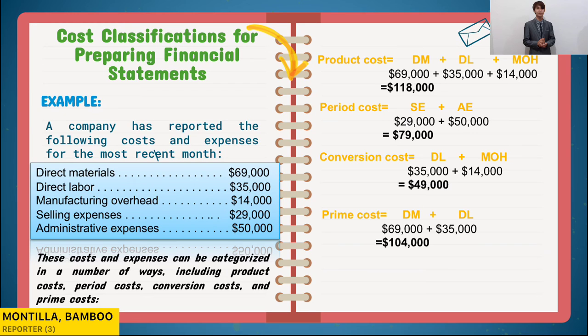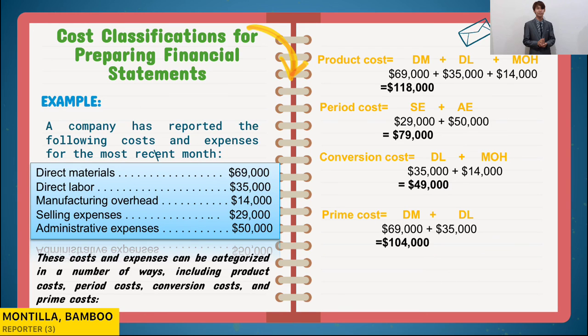So in order to solve the product costs, we should add the direct material, direct labor, and manufacturing overhead. On the other hand, to get the period cost, we need to add the selling expenses and administrative expenses. For conversion costs, simply add the direct labor and manufacturing overhead, while for prime cost, simply add the direct material and direct labor.